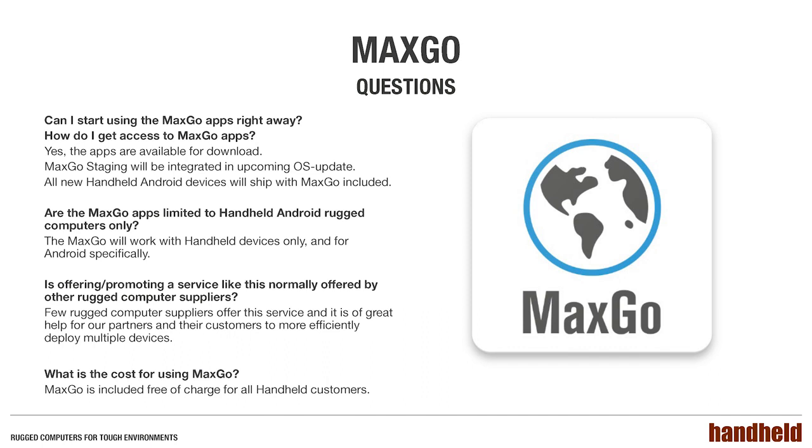So are the MaxGo applications limited to handheld Android rugged computers only? And yes, they are. The MaxGo will work with handheld devices only. So it's not a universal solution that will work on any device. It's specifically tailored for handheld devices and our Android devices specifically. And this is really to be able to fine-tune not only general settings, but also the specific modules and barcode scanner, etc., that are specific to handheld devices.